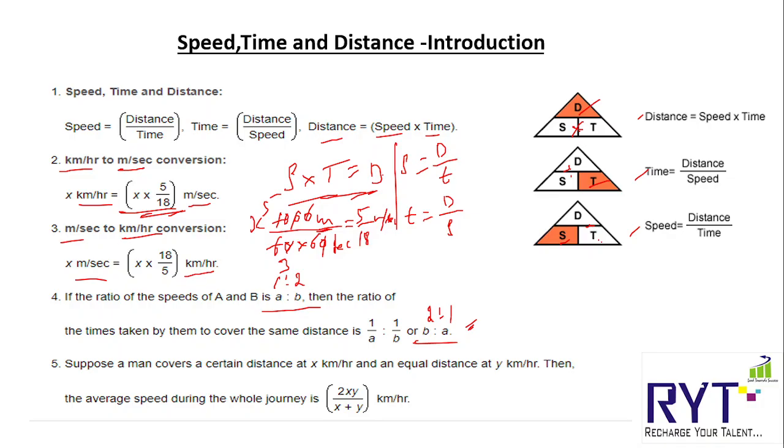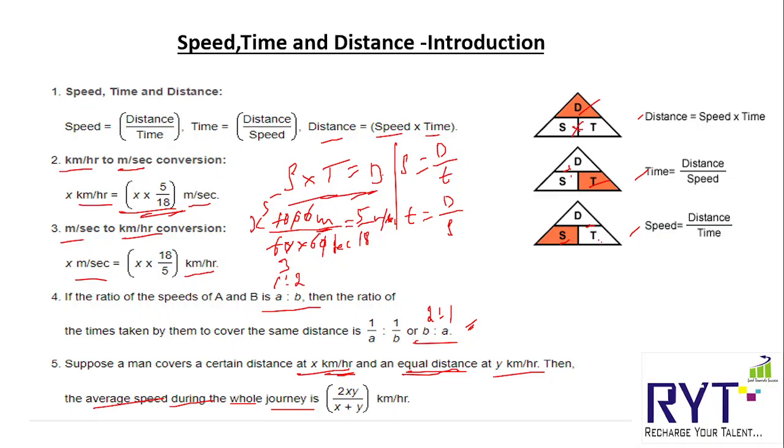You will have a lot of questions on this concept. Suppose a man covers a certain distance at x kilometer per hour and an equal distance, this is very important, equal distance at y kilometer per hour. So this is one speed and this is another speed. Then the average speed during the whole journey is 2xy by x plus y. This question is very important. This formula is used in many questions. Okay, average speed formula. The main point here is equal distance.